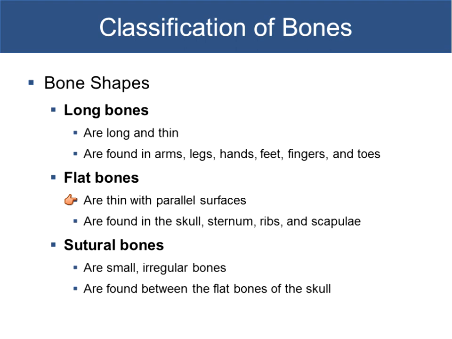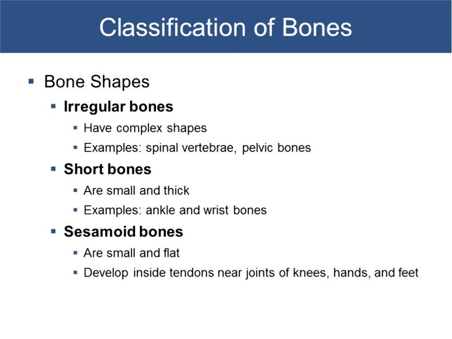They lie along the suture lines of the skull, and they're just really small, kind of funky shaped little bones along those suture lines. Irregular bones, your vertebrae is an example of that, more complex shapes to them, and in your third lab practical, you all will tell me about those different facets, those articulating facets that are on those vertebrae. Your pelvic bone is also an irregular shaped type of bone. Short bones, small and thick, wrist and ankle bones, sesamoid bones, small and flat. Most prominent is your patella, but they can also develop inside tendons of the joints of hands and feet, as we said before.